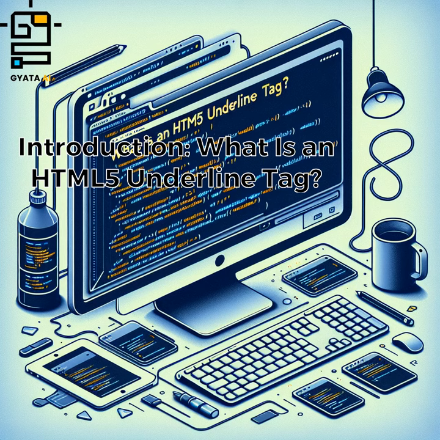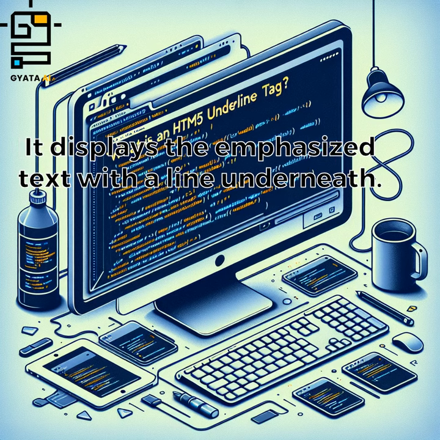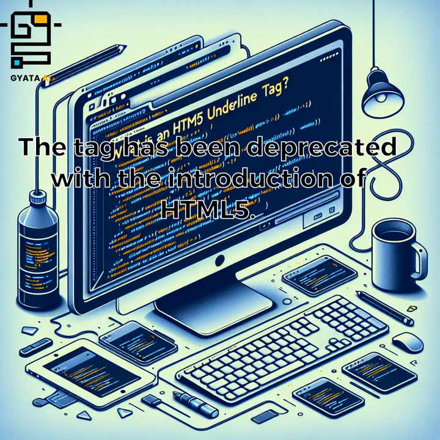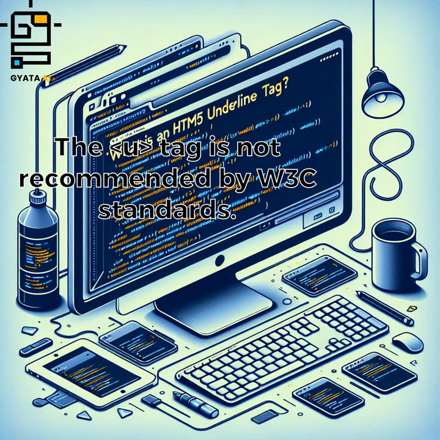Introduction. What is an HTML5 underline tag? The HTML5 underline tag, also known as U, is used to emphasize text. It displays the emphasized text with a line underneath. The tag has been deprecated with the introduction of HTML5. Instead, the span tag is recommended for the same purpose. The U tag is not recommended by W3C standards.